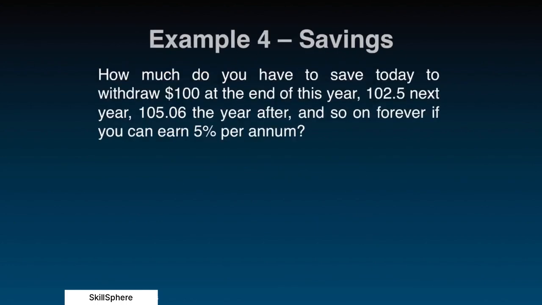How much do you have to save today to withdraw $100 at the end of this year, 102.5 next year, 105.06 the year after, and so on forever if we can earn 5% per annum?